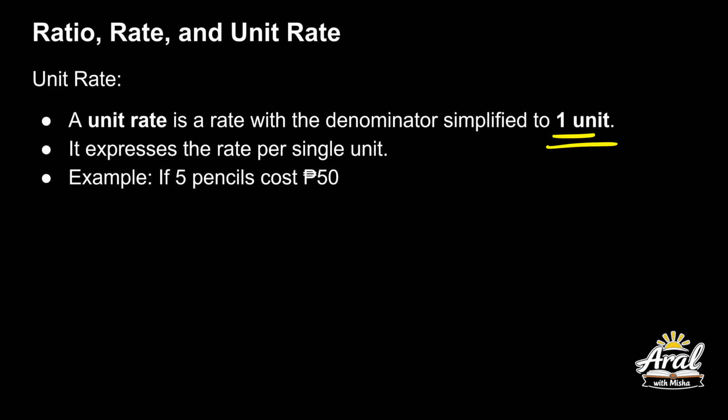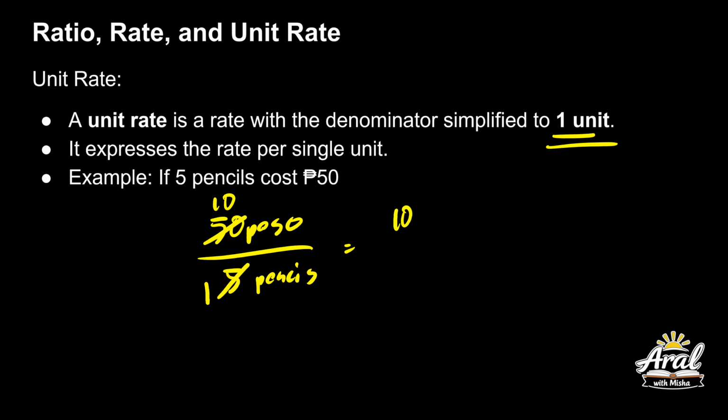Example, if 5 pencils cost 50 pesos, so 50 pesos, how many pencils you have? 5 pencils. So if you want to make it as a unit rate, you need to divide it by 5, so that's 1. So this is 10. So 10 pesos per pencil. Okay? Because there's already 1. So 1 pencil. So 10 pesos per pencil.